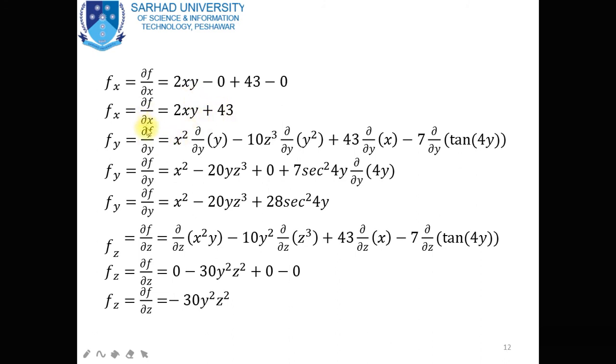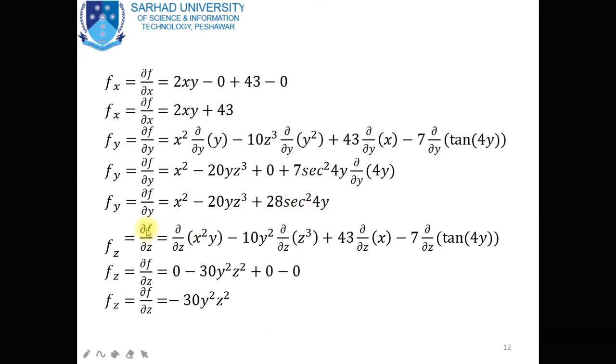Now the partial derivative of the given function with respect to y. So with respect to y, x square is a constant. The derivative of y with respect to y is equal to 1, and 10z cube is constant, and the derivative of y square with respect to y will be 2y, so 2 multiplied by 10 is 20. The derivative of the next term with respect to y will be 0, and the derivative of tangent 4y is secant square 4y, times the derivative of the argument, that is, the derivative of 4y with respect to y, which is 4, and 4 times 7 is 28. So the partial derivative of the function with respect to y is equal to x square minus 20 y z cube plus 28 secant square 4y.